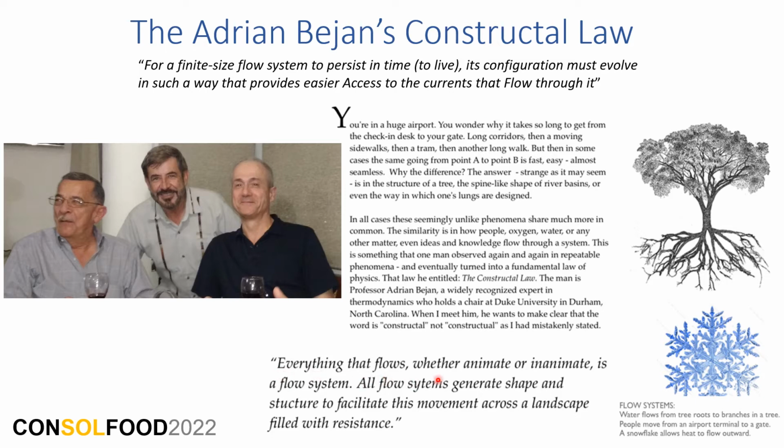Everything that flows, whether animate or inanimate, is a flow system. All flow systems generate shape and structure to facilitate this movement across a landscape filled with resistance. In solar ovens, the flows are of concentrated sunlight, which must flow through transparent covers, mirrors, lenses, until it hits the absorber. Well, we simply made changes in order to facilitate these flows.